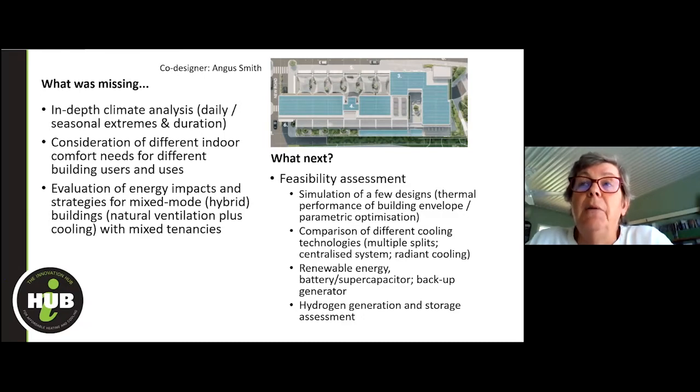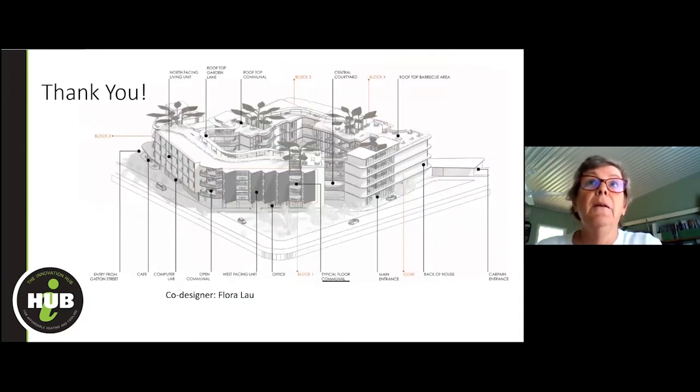And a couple of energy-related feasibility studies. One of the engineers has been looking at renewable energy and battery storage with supercapacitors and a backup generator. And as I mentioned before, the hydrogen generation and storage assessment. These feasibility studies are being undertaken at the moment, and will be ready around February or so, and will be part of our reports later next year.